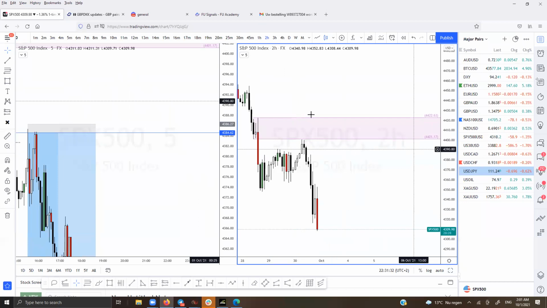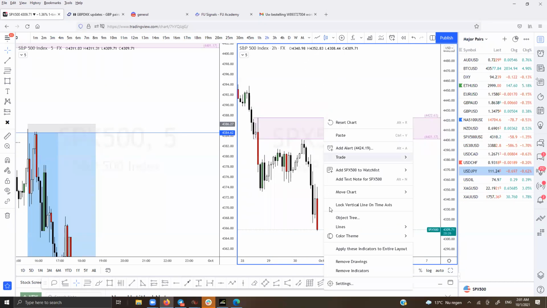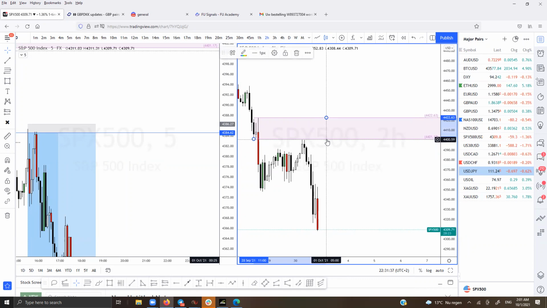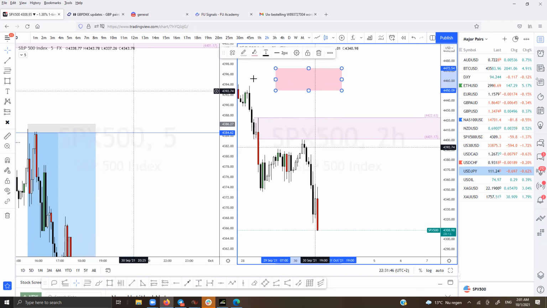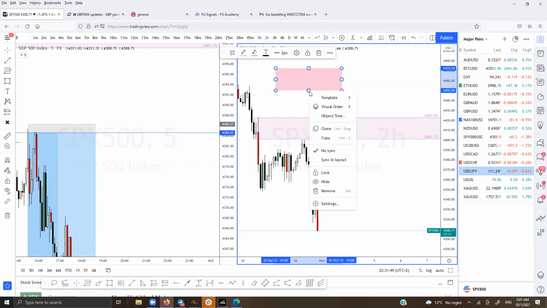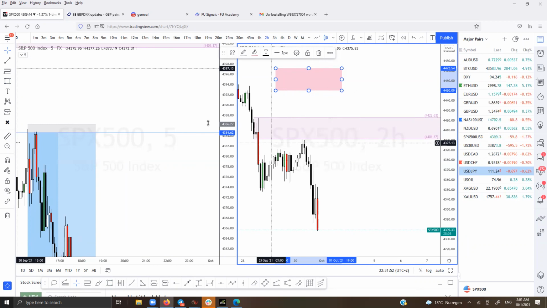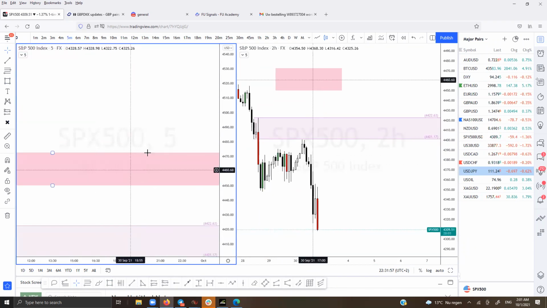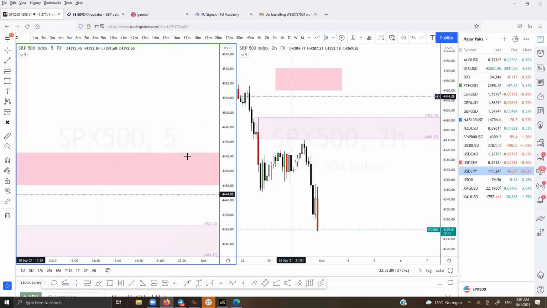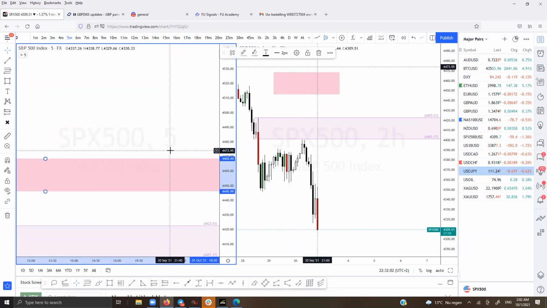Yeah, sure. If you are working on two charts, then you can do a sync layout. Say, for example, I draw a box here, and I want this box to also be shown in my lower time frame charts or my other charts, just right click it and sync in layout. So this will appear here. You'll see the same box here. Did I answer your question?